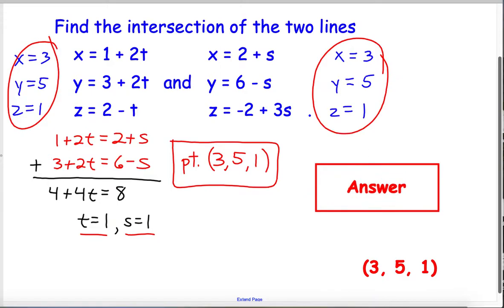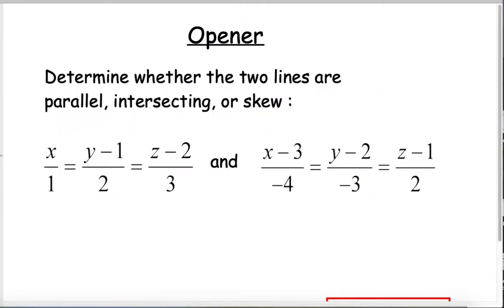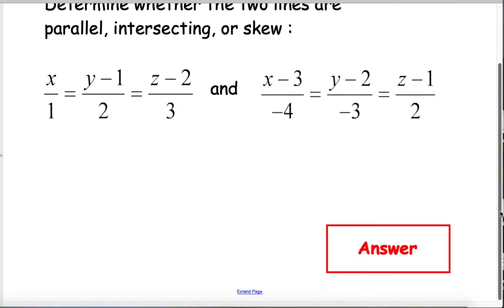All right, let's look at another one. Determine whether these two lines are parallel, intersecting, or skew. Okay, so similar idea. The first thing we need to do is recognize this is in the Cartesian form, or sometimes called symmetric form. And so let me rewrite each of these equations and put it in the parametric form, or let's put it in the vector form.